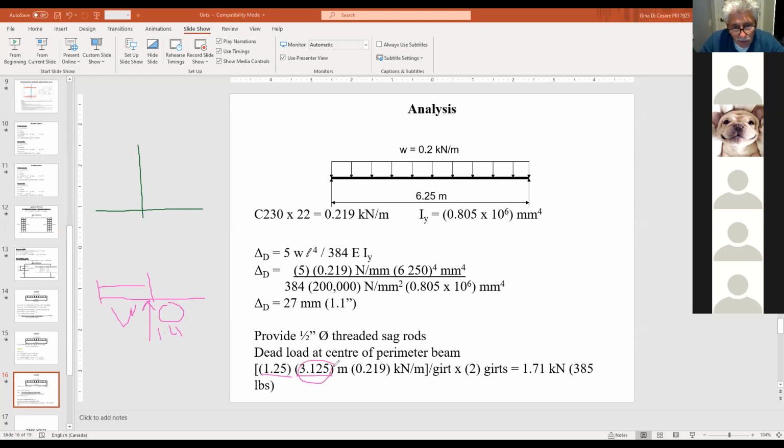This is the length of one span. This is the uniformly distributed load on the span. Of course, we have two girts. Therefore, I'm adding 1, 2 that are going to go up to the beam. And that's how I end up getting that value there. Okay.